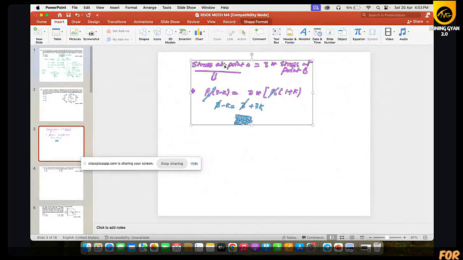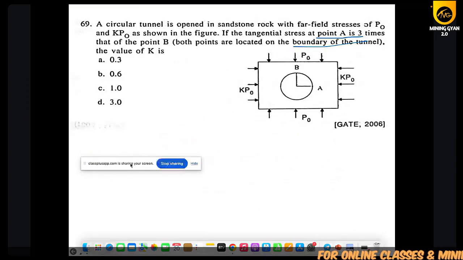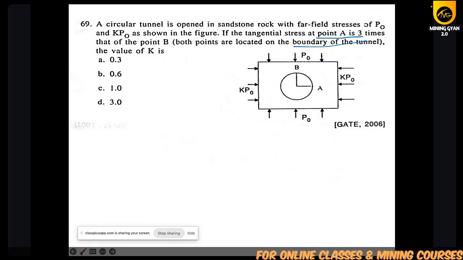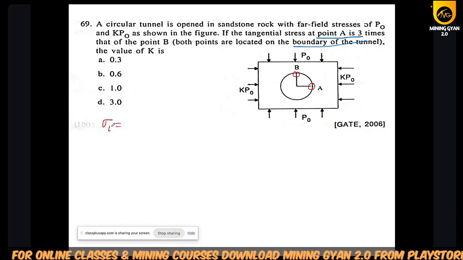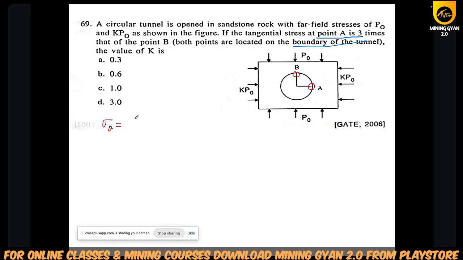Look, what we are doing in this question is right, but we made a small mistake. We have seen that point A and point B are on the boundary, and sigma theta at the boundary we can write with the help of P/2 [(1 + K) + 2(1 − K) cos 2θ]. Okay, this is your boundary stress equation simplification.